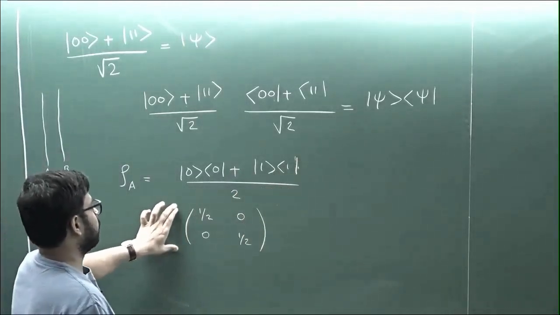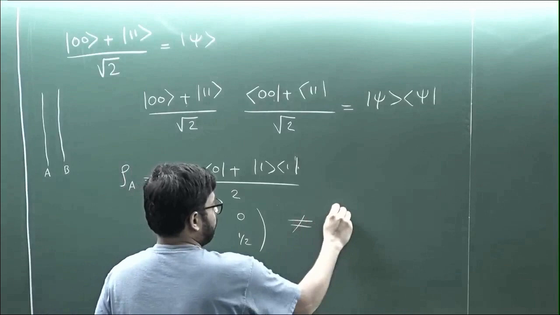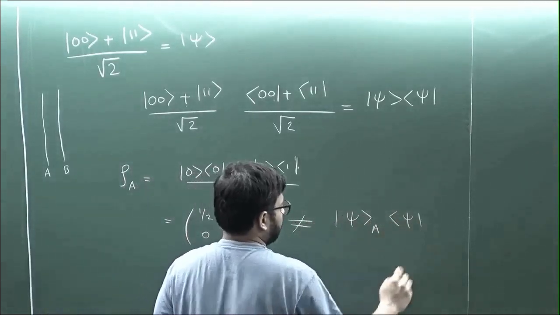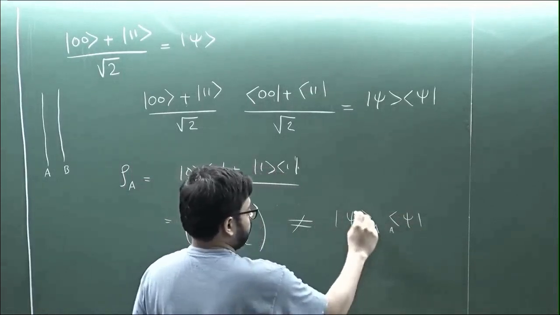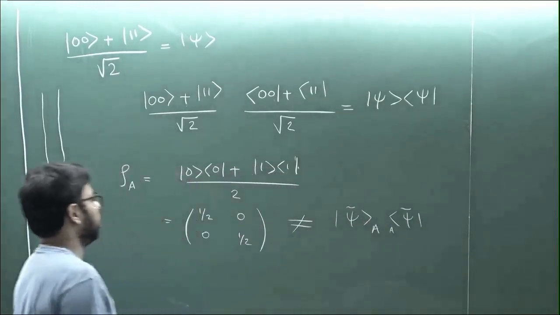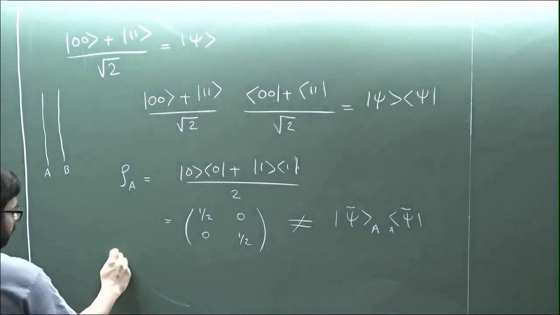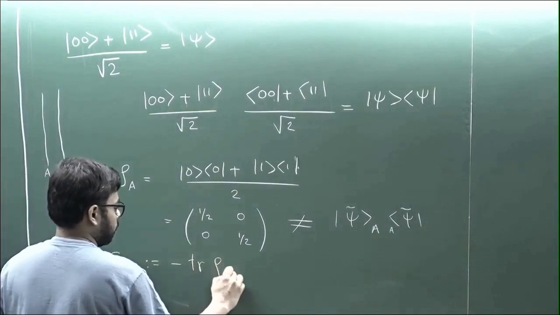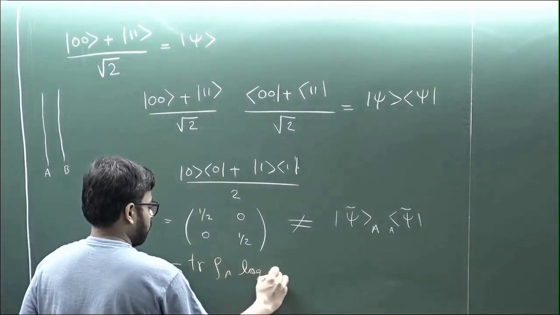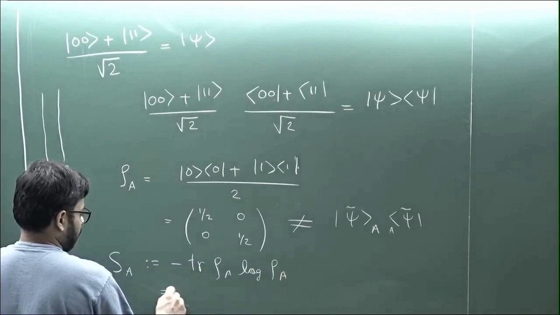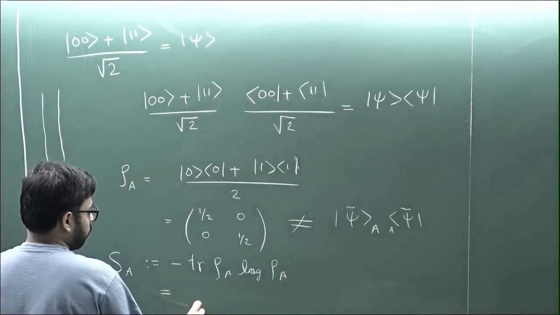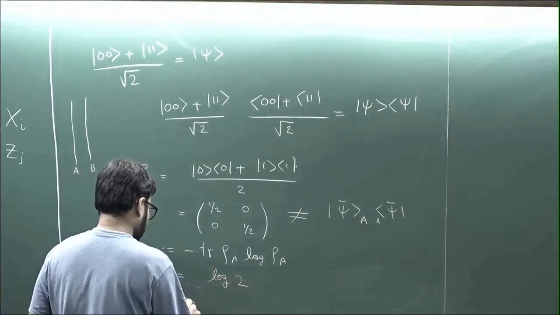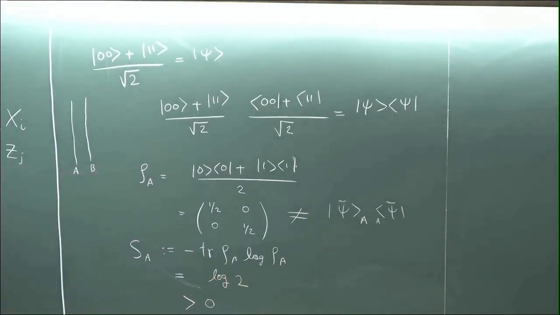And this thing cannot be written in the form of a pure state just on A times itself. So there is no ψ such that this equation is true. So we define the entanglement entropy of A. This is the definition: negative trace of ρ_A log ρ_A. And in this case, it will be equal to log 2. So it's positive and bounded by this thing.